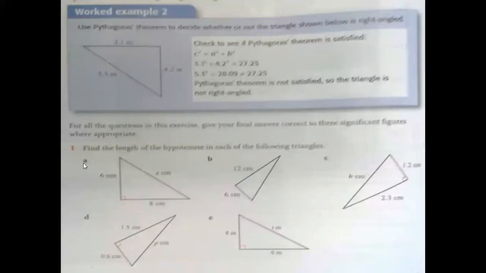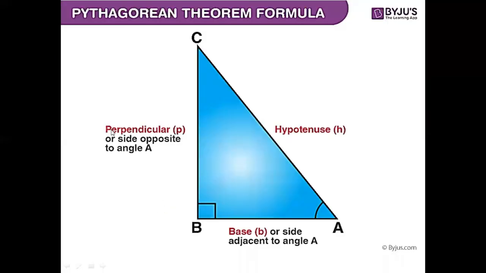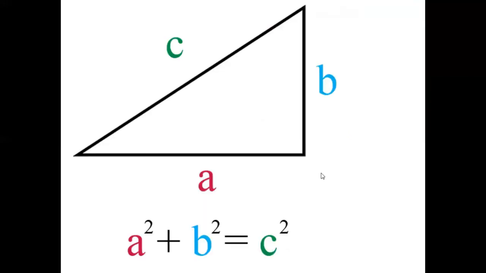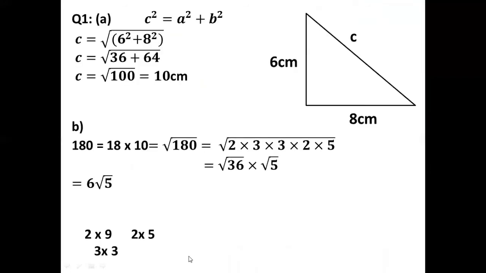Question number 1. We just find the length of the hypotenuse. So here x is our hypotenuse. First thing we find what our hypotenuse is. We have two sides already given here. These are the perpendicular and the base, and opposite of this right angle is called the hypotenuse. So here is the formula: a square plus b square is equal to c square. C square is your hypotenuse, a is your base, and b is your perpendicular.